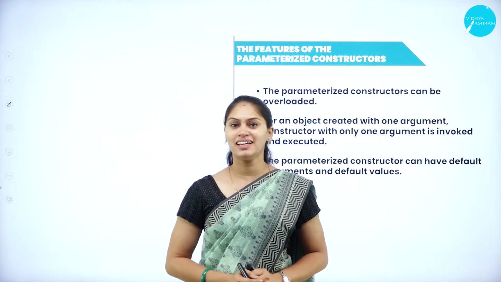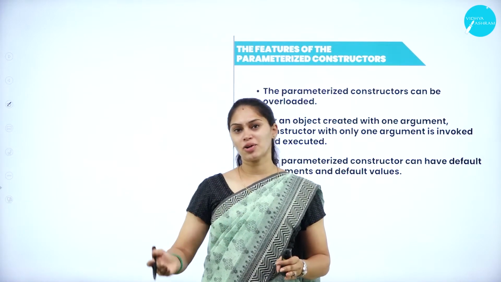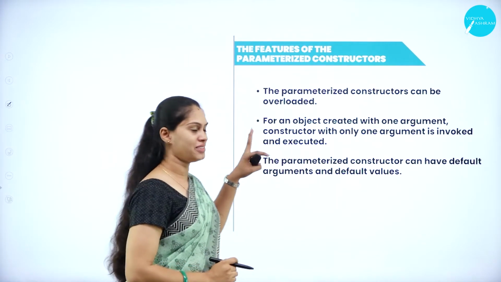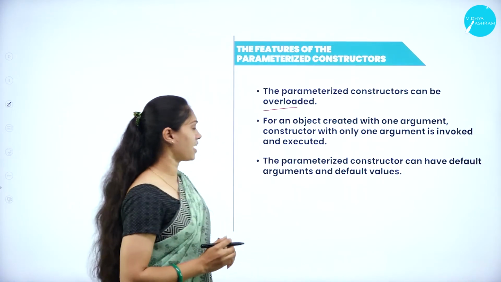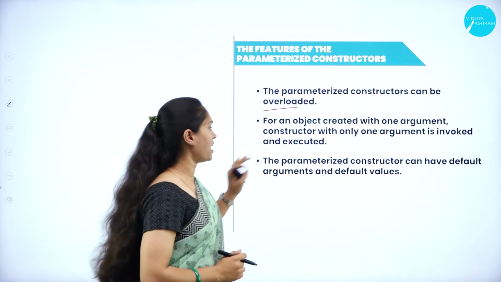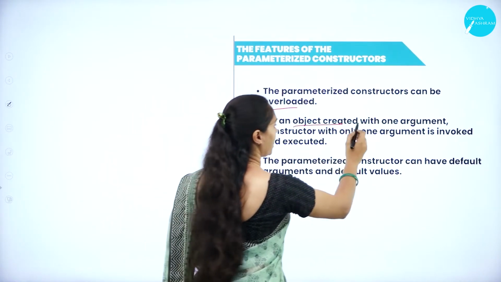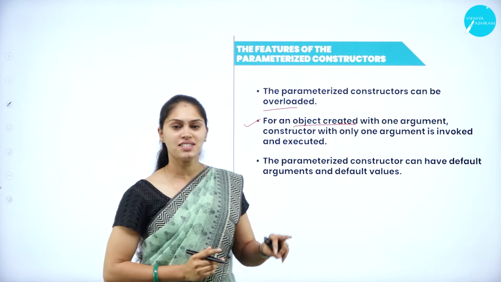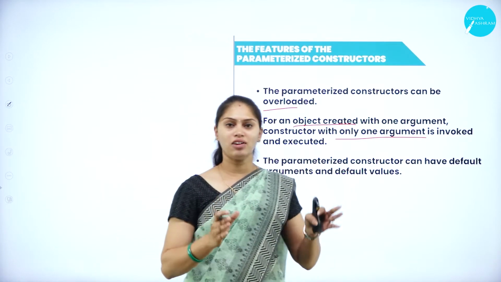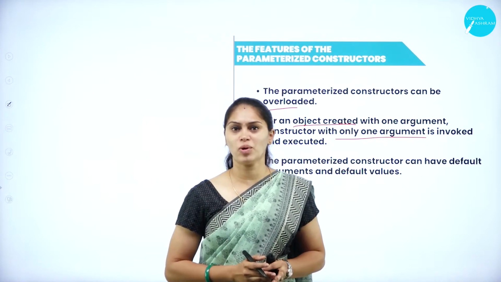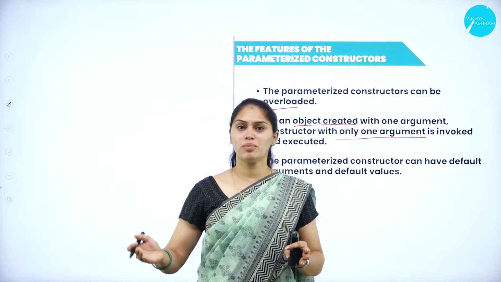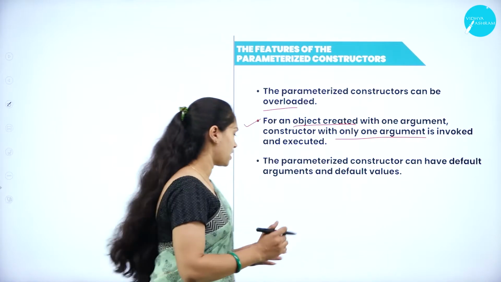Then what are the features of this parameterized constructor? As I discussed earlier, if I am able to send arguments or parameters, then it has the ability to overload. That is one of the features of the parameterized constructor: it can be overloaded. What is the next feature that I have? For an object created with one argument, the constructor with only one argument will be invoked. For example, I have 3 objects in my class. I am going to send a particular parameter to one object and 2 arguments to a second object. Let me show you.